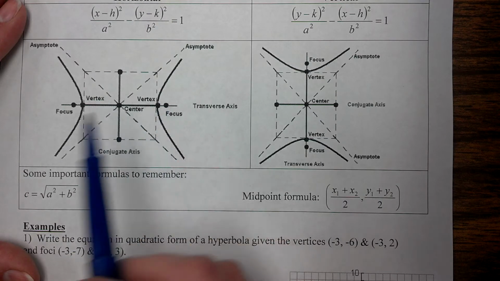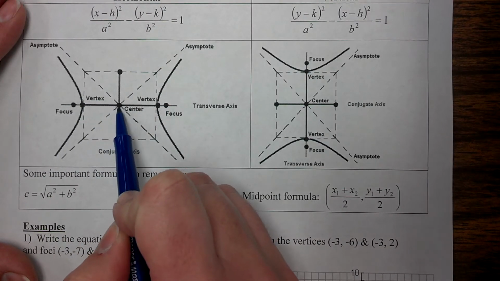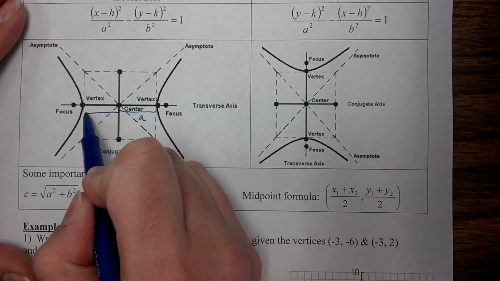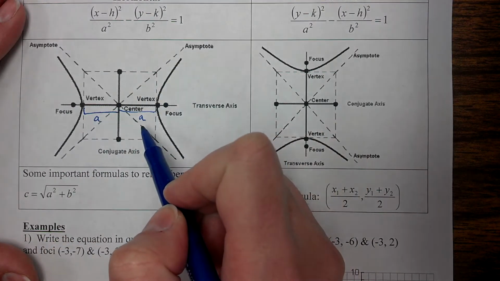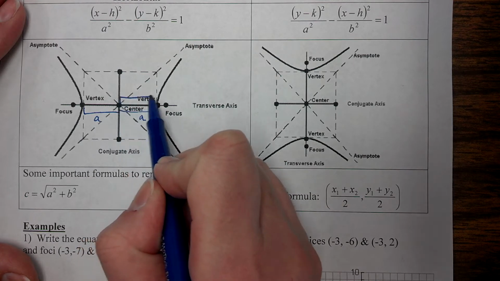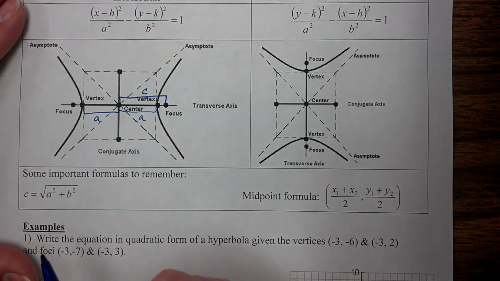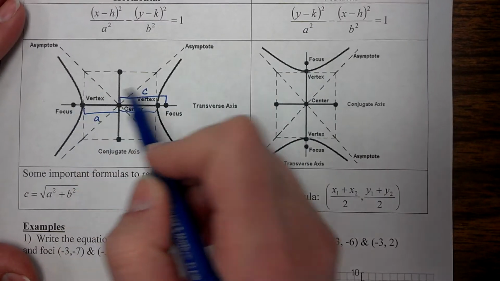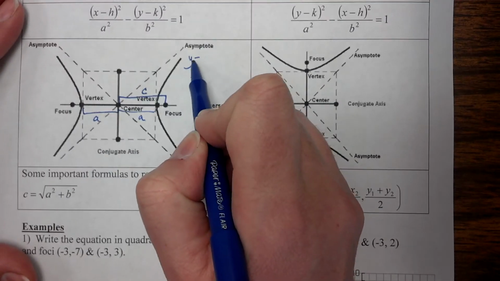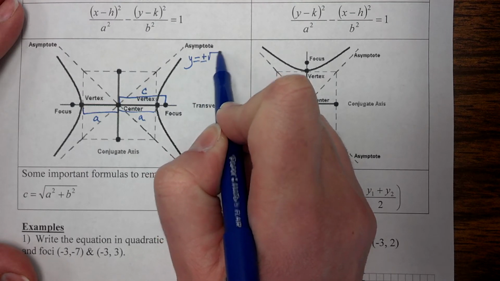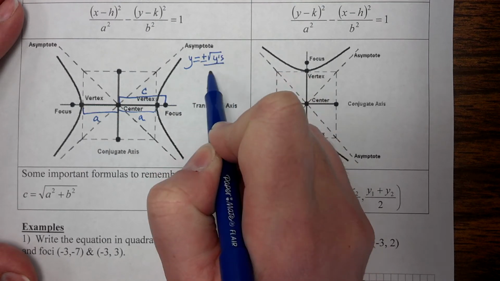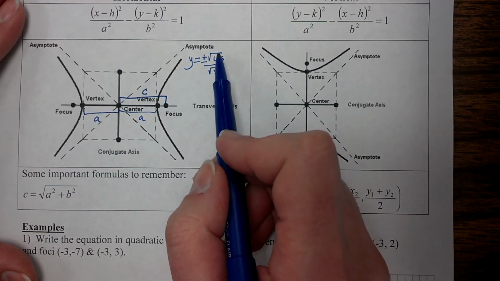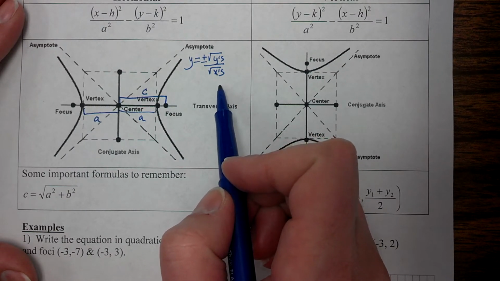A couple of other things to review with you. From the center to the vertex is a units. That's both directions. From the center to the focus was c units, and the same in the other direction as well. Our asymptotes were y equals plus or minus the square root of y's denominator over the square root of x's denominator. Now, I'll talk more about how we're going to use the asymptotes to write the equation.